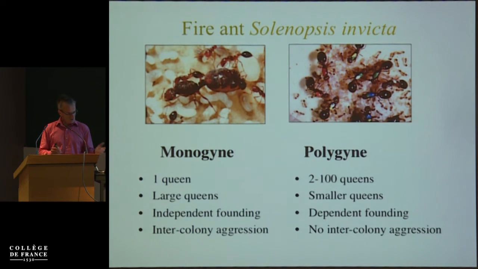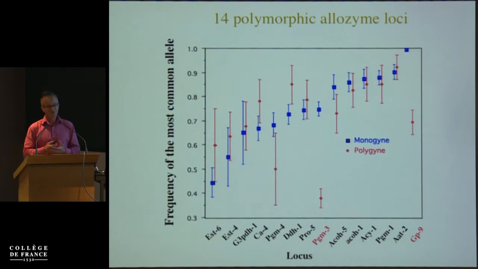So when I did my postdoc, I was interested to see if there was a genetic difference between the 2 social forms. That was a long time ago. We were using allozymes, looking at how proteins were migrating on gels to see differences in proteins. For most of the proteins, we found there are 2 or 3 alleles, and there were the same allele frequencies for most of these loci. But there were 2 exceptions, PGM and GP9. For those 2, there was important variation in allele frequencies between the 2 social forms.